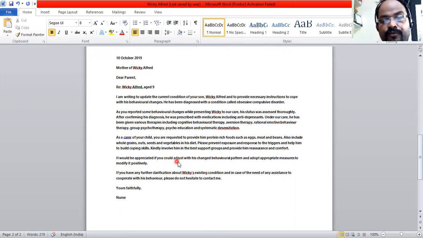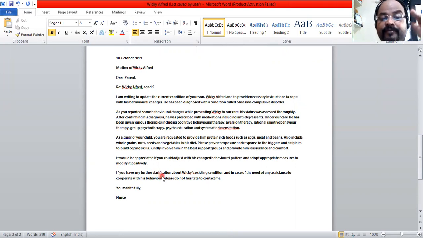It would be appreciated if you could adjust with his changed behavioral pattern and adopt appropriate measures to modify it positively. So what you are supposed to do is please adjust with the changed behavioral pattern. Wicky has a changed behavioral pattern, so please adjust with that, and adopt appropriate measures to modify it positively. You cannot change it abruptly. You have to modify it positively in the way we have instructed in the previous paragraph.